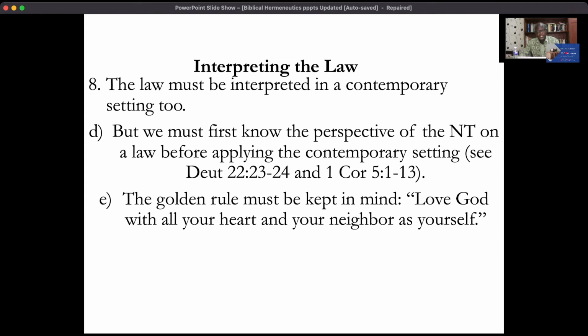to help you retrieve your money. Now, the golden rule must be kept in mind, and that is love God with all your heart and your neighbor as yourself. If this is done, then you don't have trouble at all.